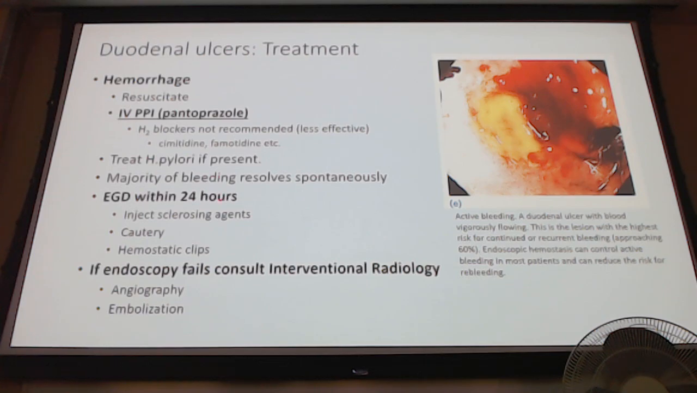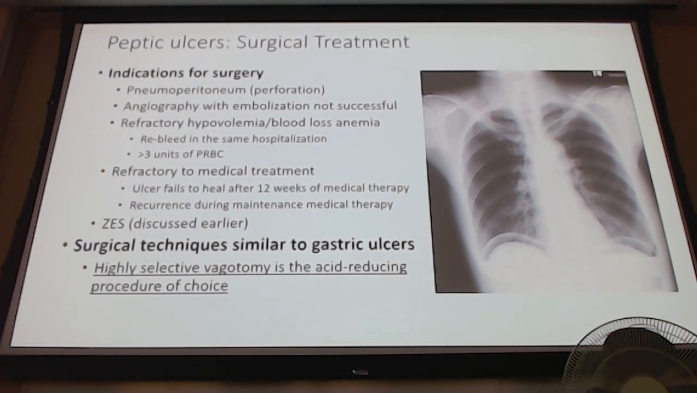If it's hemorrhaged and you don't have any signs or symptoms of perforation, then we try to do an EGD within 24 hours so that we can try to stop the bleeding. If endoscopy fails, then we go to interventional radiology for angiography and embolization. If we think that it's perforated, then it's surgery. We go to the OR.